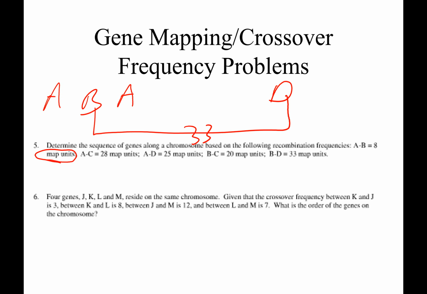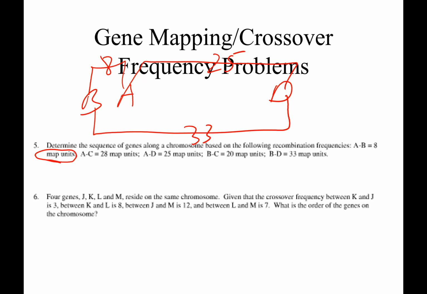Now, here they were nice to us. They gave us a comparison between A and D. Notice A and D only cross over 25% of the time. Well, from B to D is only 33. That means A cannot be here. A's got to be here between the two. This is 25 map units, and A to B is 8 map units. And notice that 8 and 25 add together to be 33. In a real world problem, they may not add to be exactly 33. They might add up to be 33.6 or 34, but they should add up to be close.